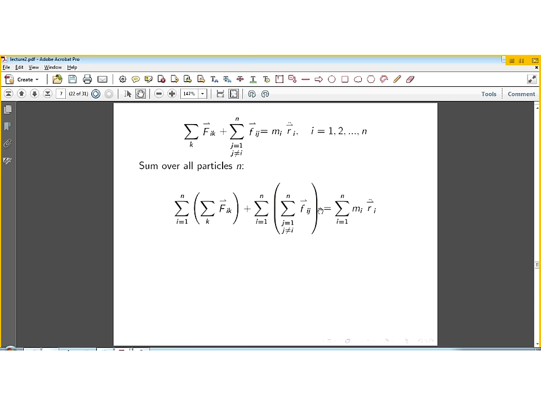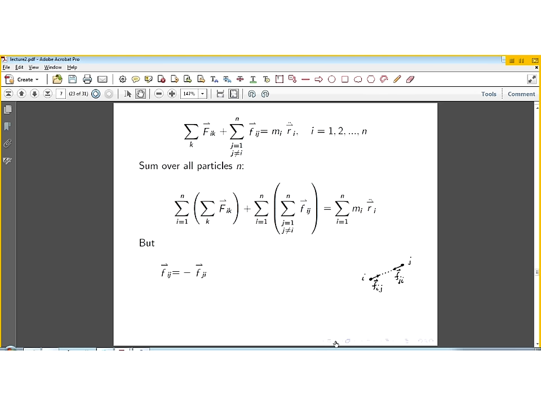If I now sum over all the particles in the system, of course I have a double summation on the first term, because this is just the summation of the external forces on the ith particle, but this is then a summation over all particles. And likewise for the second term, what is in between the brackets is really that term. It's the summation of all the internal forces acting on the ith particle, but then I sum over all the particles. And on the right-hand side, in the same way, I'm summing the masses times acceleration vectors of all the individual particles from the first one to the nth one.